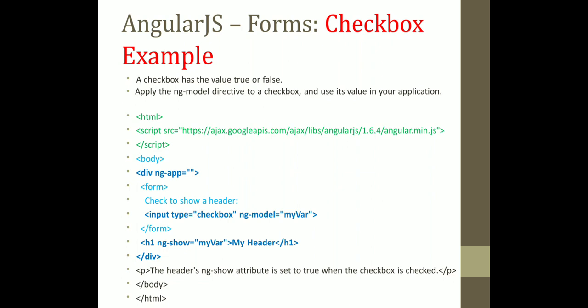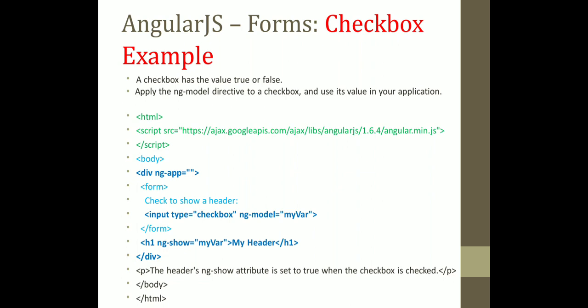ng-show, here we have used myVar, so it will show the data that is available in myVar, and my header. Then the paragraph: the header's ng-show attribute is set to true when the checkbox is checked. What we are doing here is actually using a checkbox. So input type we have given as checkbox and ng-model we have defined with myVar, in the form.